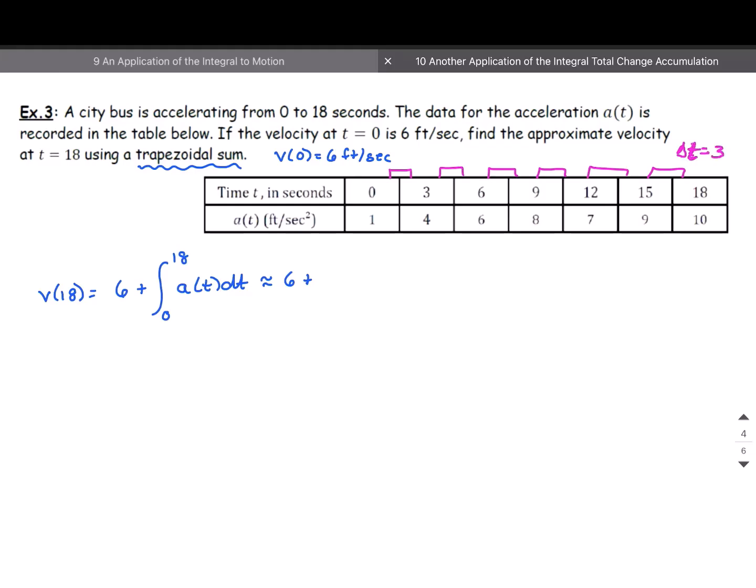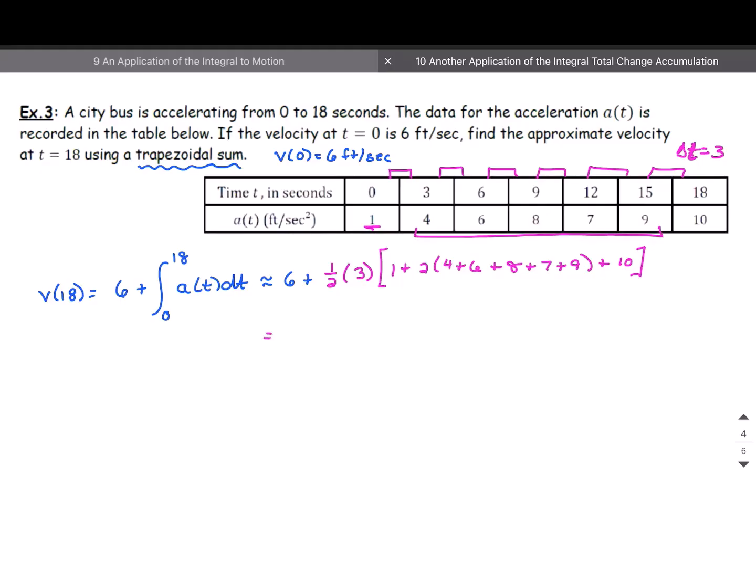Awesome. So that means we can use the rule 1/2 times our delta t, which is 3, times, now we can use our first function height, which is 1. Do not write f of 0. If you're going to write it in function notation, it has to be a of 0. Plus 2 times all of these acceleration values except for the last one. 4 plus 6 plus 8 plus 7 plus 9 plus the last value. Because remember, in a trapezoid, all the sides except the first and the last are used twice.